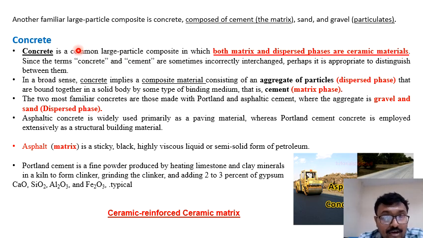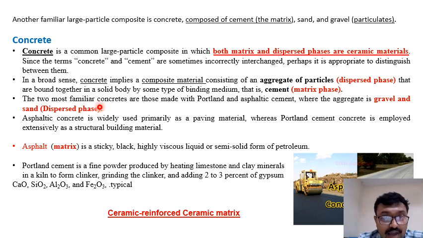Next one, concrete. Concrete is a common large particle composite in which both matrix and dispersed phase are ceramic material. Since the terms concrete, ceramics and cement are sometimes incorrectly interchanged, perhaps it is appropriate to distinguish between them. In a broad sense, concrete implies a composite material consisting of aggregated particles, the dispersed phase, that are bonded together in a solid body by some type of binding material, that is cement, the matrix phase.